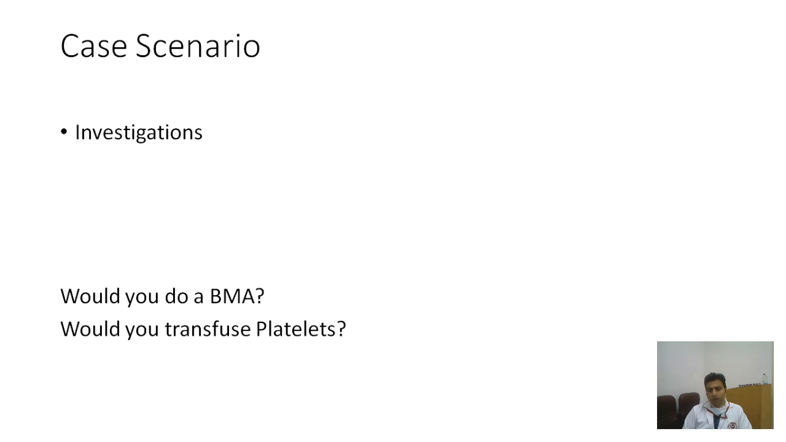unless and until there are certain signs which make you think this could be anything else, such as a malignancy. Say if they have a palpable spleen in the presence of this scenario, then yes, if you need to rule out a malignancy, you need to do a bone marrow aspirate. Would you transfuse platelets? The answer again is no, because these platelets would get destroyed anyway. If there are mucosal bleeds or life-threatening bleeds, then the child could be started on IVIG and steroids, which take care of the autoimmunity.